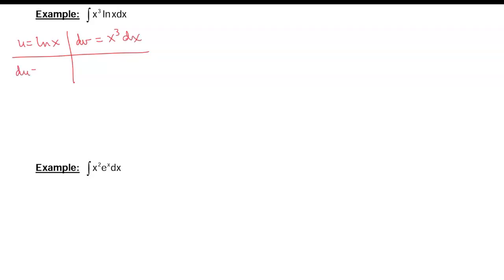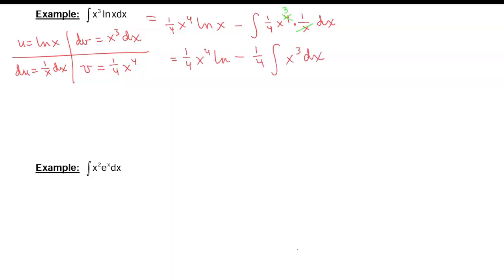I can get the derivative here and the antiderivative here. U times v minus the integral of v du. V is 1/4 x to the fourth. Du is 1 over x dx. So the x on the bottom is going to cancel with one of them in the x to the fourth. So this is the integral of x to the third. Let's take the antiderivative.